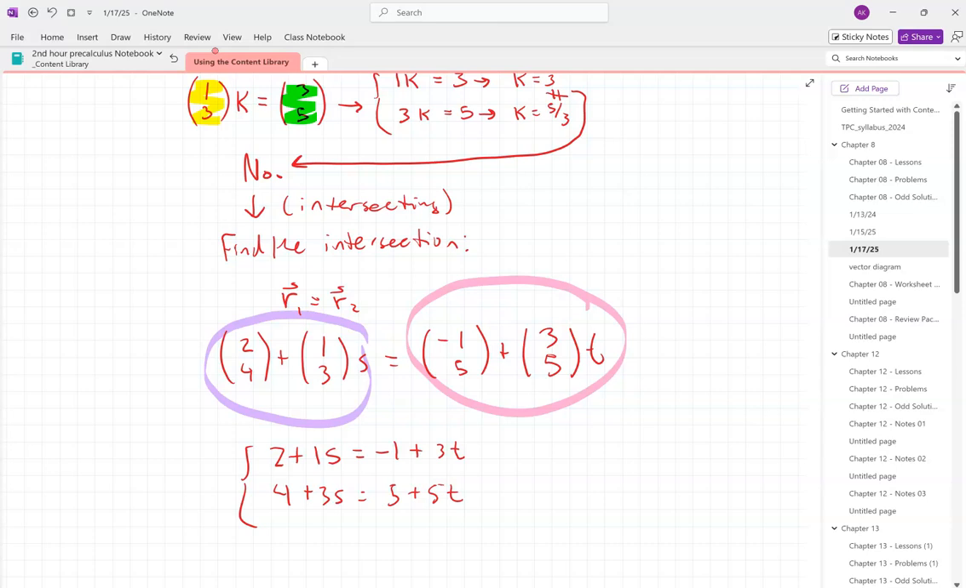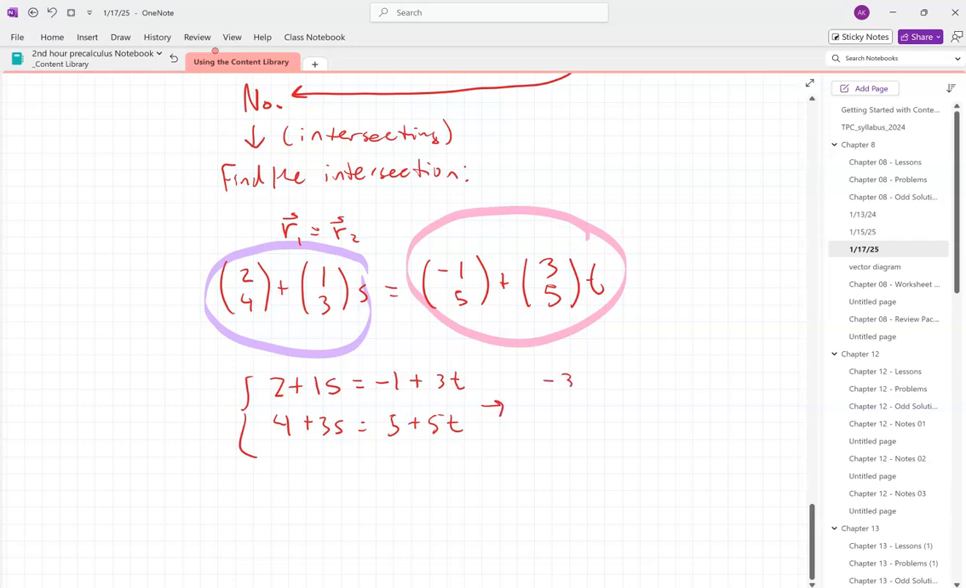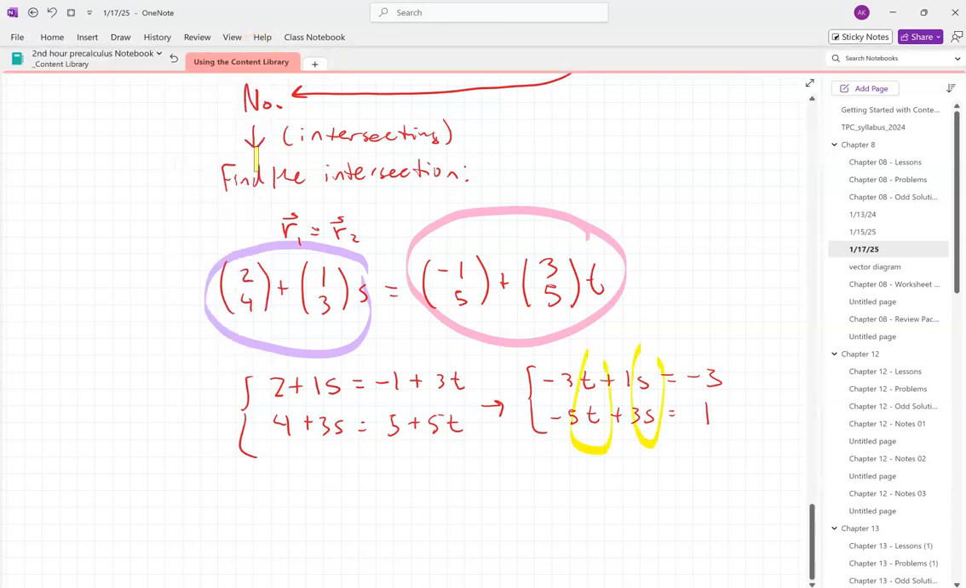To be able to do this on our calculator, though, my set of equations has to be formatted a certain way. So I have to have the s's and t's on one side, and then the constant on the other side, and the s's and t's have to line up vertically. So for the first equation, I'm going to subtract 3t from both sides and subtract 2 from the other side. And then on the second equation, I'm going to subtract 5t from both sides and then subtract 4 from the other side. So now you see everything lines up vertically, right?